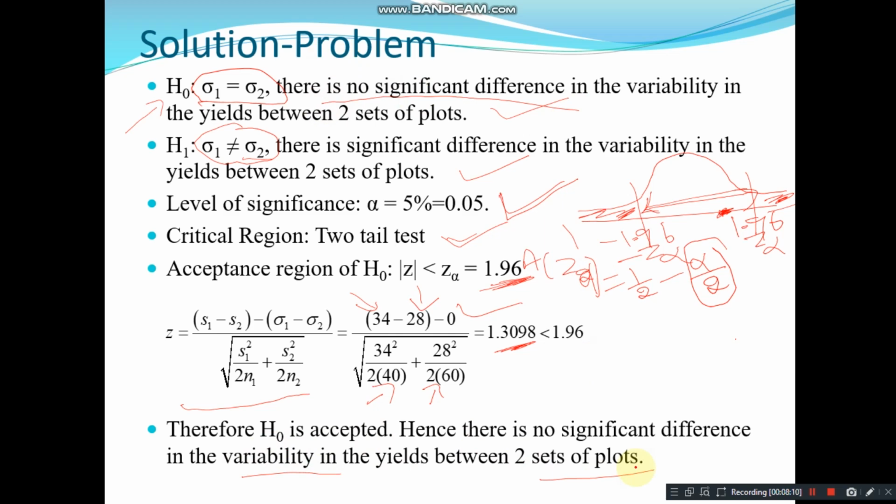So this is, friends, how you test a hypothesis for the difference between two standard deviations. In this video you came to know what the standard error is and how to test a hypothesis for the difference between two standard deviations.